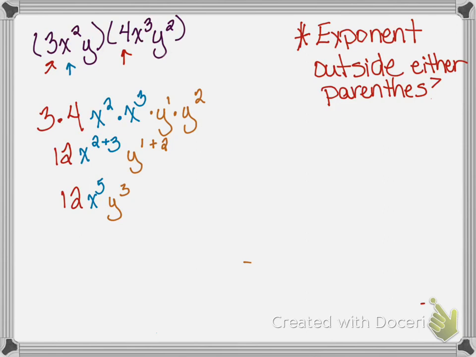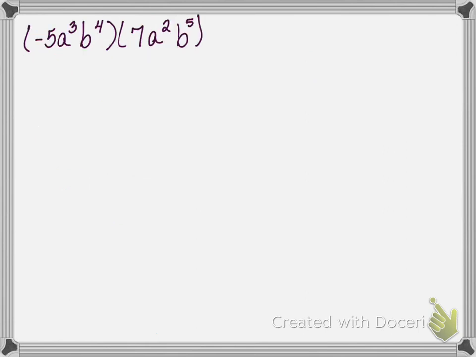Okay, can we go to the next one? So, we're going to do the same thing again. I'm going to start with my numbers. I've got a negative number here. So I'm going to say negative 5 times positive 7. Then I have a to the third times a squared. Then I have b to the fourth times b to the fifth. And I realize you might not write that step out, and that's not a problem at all.